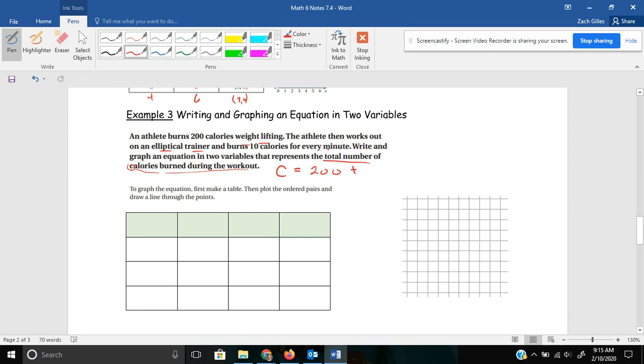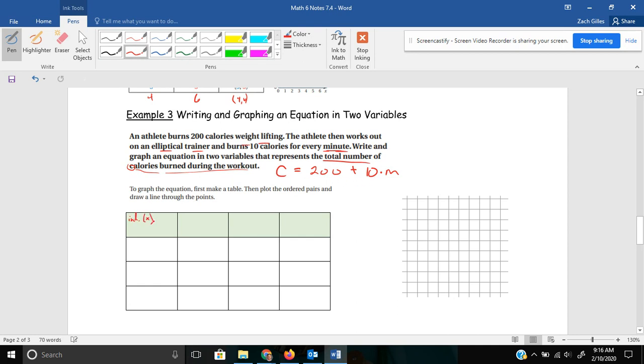But it doesn't tell me how many minutes. So that's going to be my next variable. 10 calories times every minute. Well, I don't know how many minutes, so I'm just going to call that M. So here's my equation. All right. To graph the equation, first make a table and then plot the ordered pairs. All right, so I'm going to be thinking about my independent variable, which is oftentimes x.